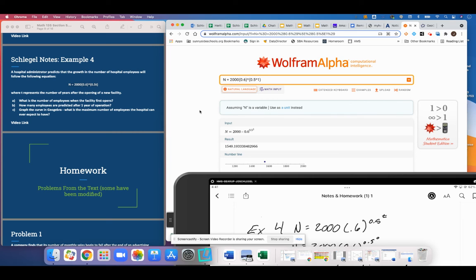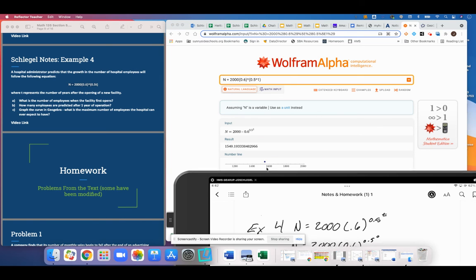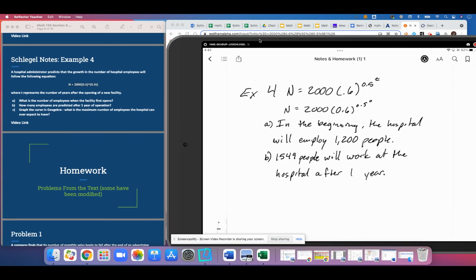will work at the hospital after 1 year. A better way to say that would have been, it's predicted that 1,549 people will work at the hospital after 1 year. We really have no way of knowing that or proving that that's going to happen, but it is predicted that many people will work at the hospital after 1 year.